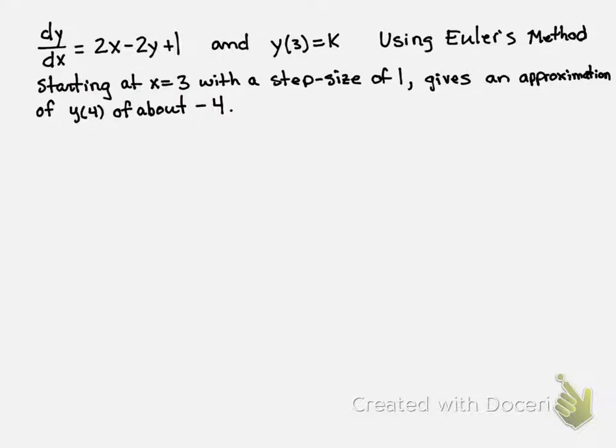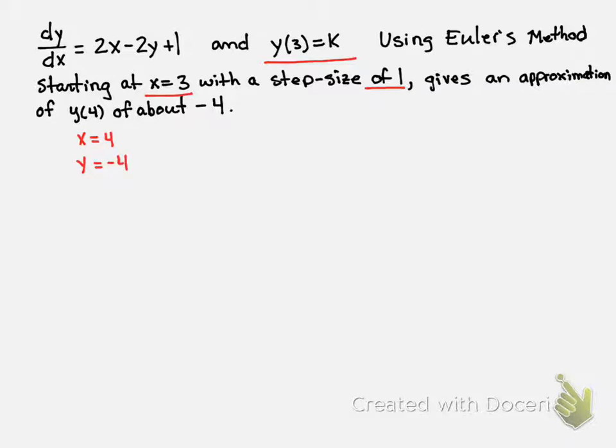So we'll finish out with a little bit harder example. dy/dx is 2x minus 2y plus 1. And this time we're told that we have a point of 3 comma k, and we're asked to use Euler's method starting at x equals 3 with a step size of 1. So we're only going to do one step, and it's going to be 1. And we're going to get an approximation when x equals 4, y equals -4.